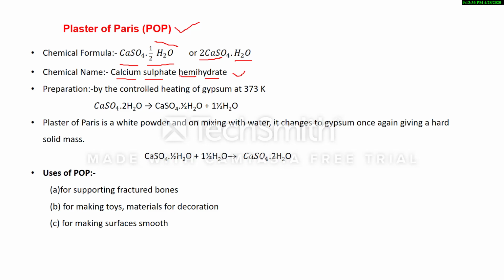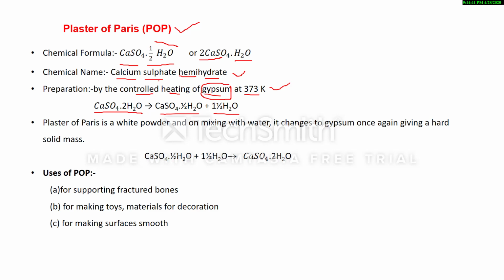How can we prepare it? It is prepared by the controlled heating of gypsum at 373 Kelvin. First of all, this gypsum. Actually, gypsum is CaSO4·2H2O, calcium sulfate dihydrate. Di means 2. This is gypsum. When this is heated at 373 Kelvin, it gives plaster of Paris, CaSO4·½H2O, and 1½ H2O.